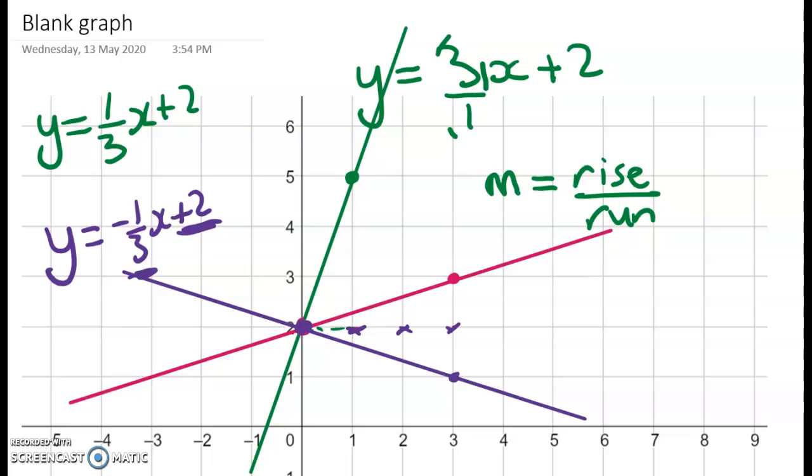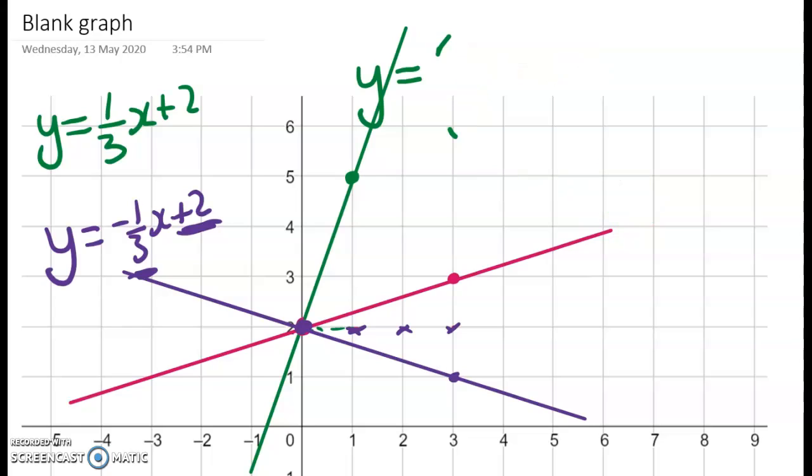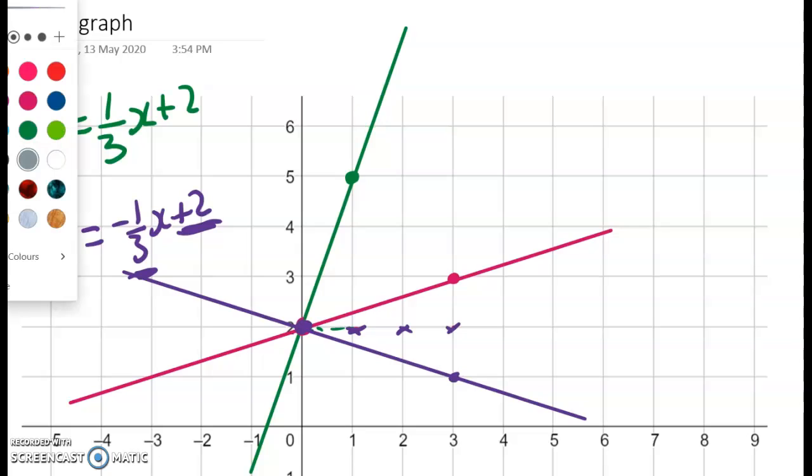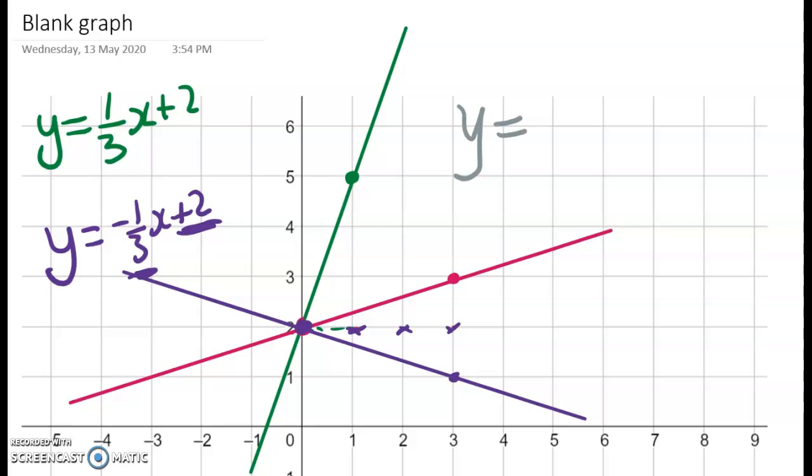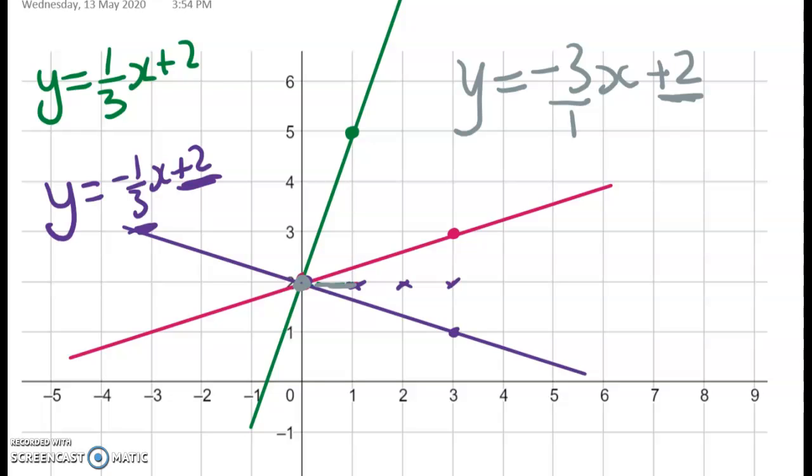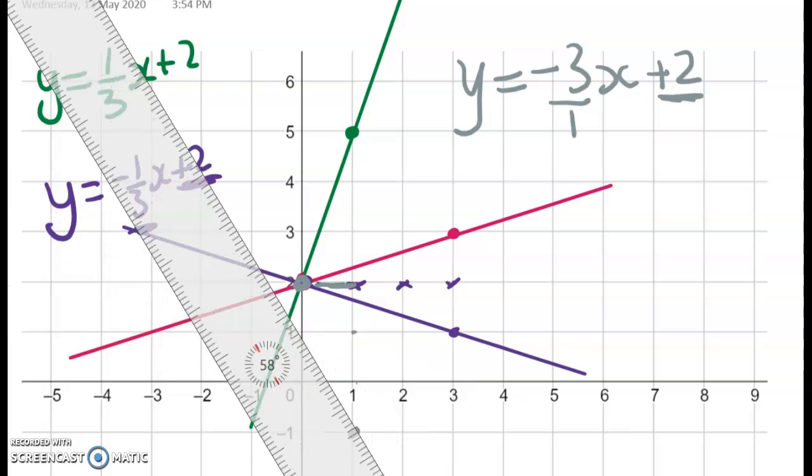And the last of the lines, just give ourselves a bit of room, is this one. Y equals negative 3x plus 2. You should be getting to the point where you can start to visualize these lines before you draw them. So the y-intercept is 2, and the gradient is negative 3. We can write that as negative 3 over 1. We go out 1, and this time we go down 3. 1, 2, 3 to here. We grab the ruler and we join up the points.